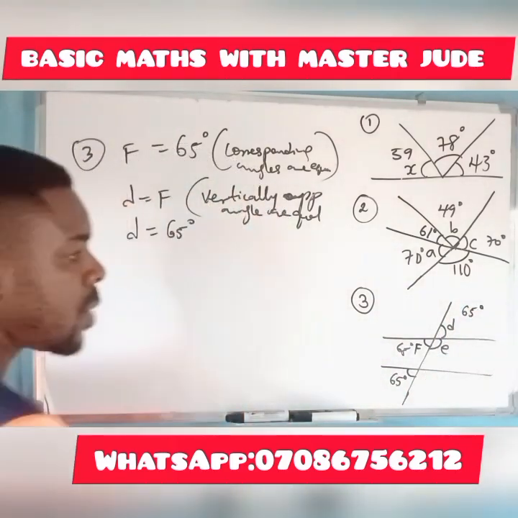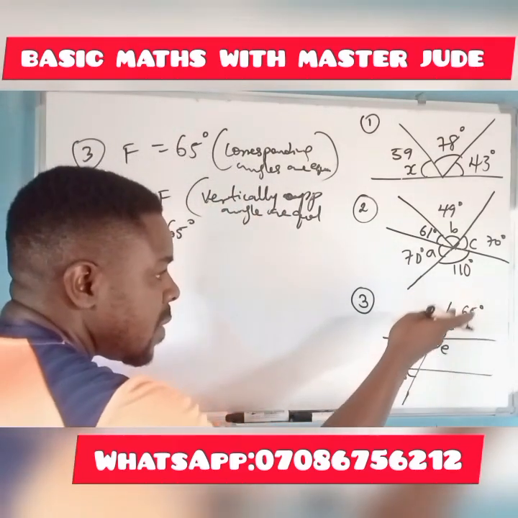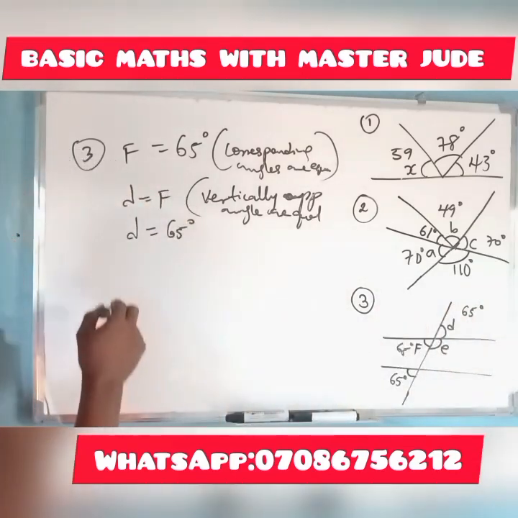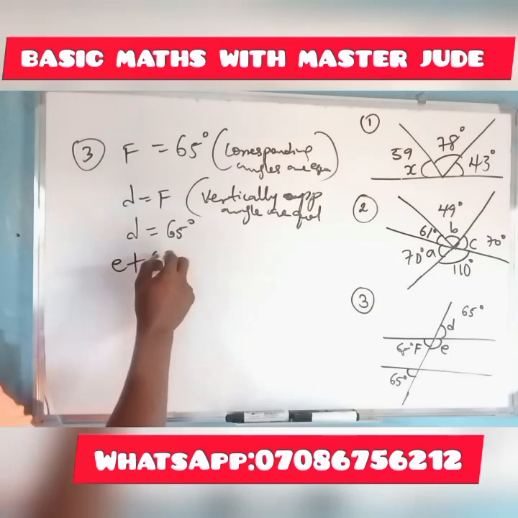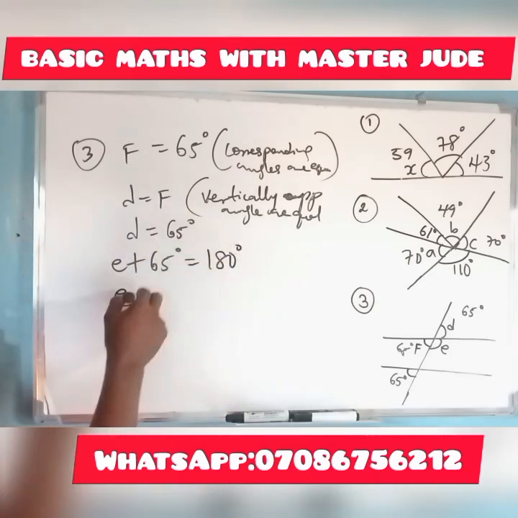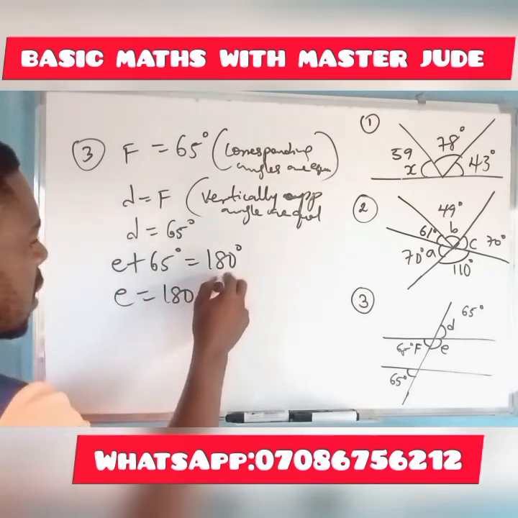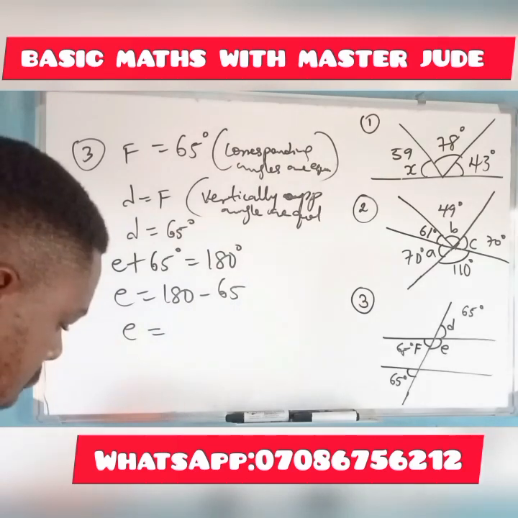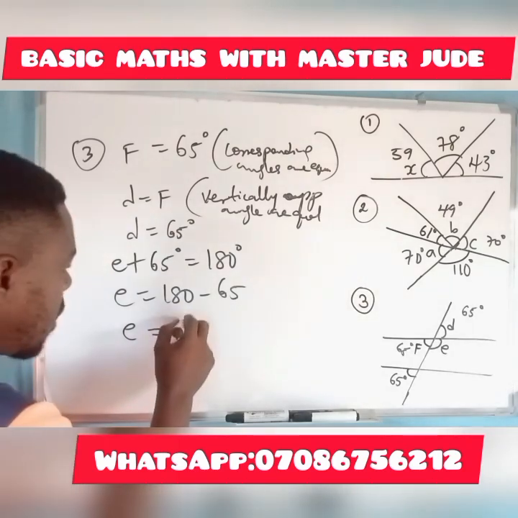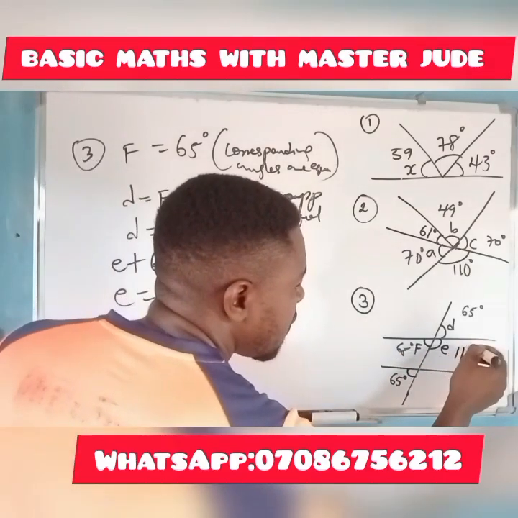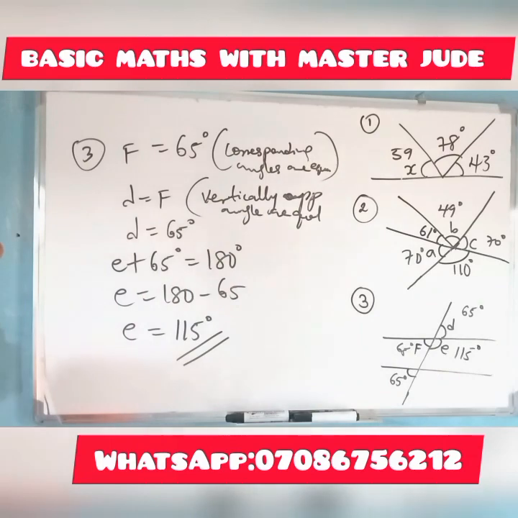Now, how do we get our E? This is angles on a straight line. Our E will be E plus 65 degrees equal to 180 degrees. So, E is equal to 180 take away 65. Our E is equal to 180 minus 65, which gives us 115 degrees. So, our E is 115 degrees.